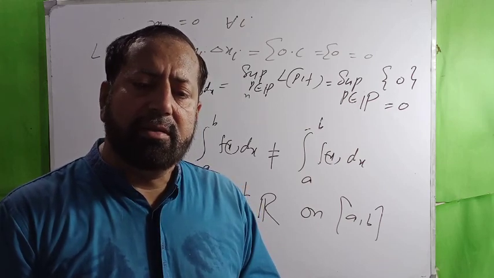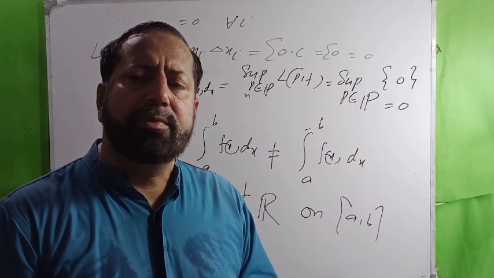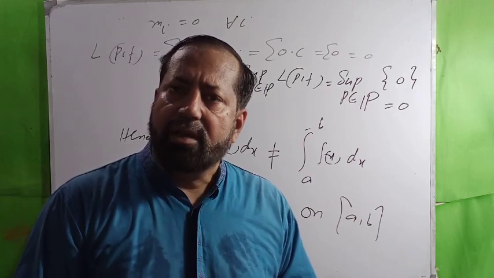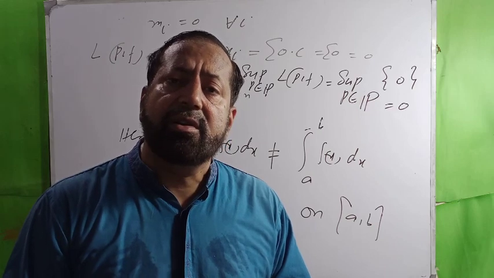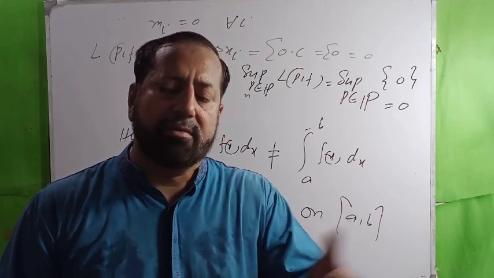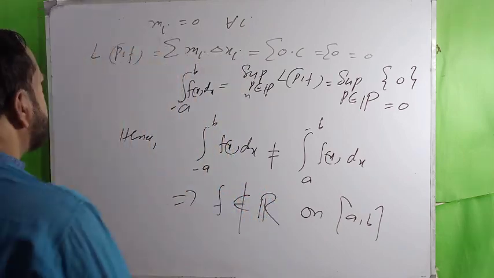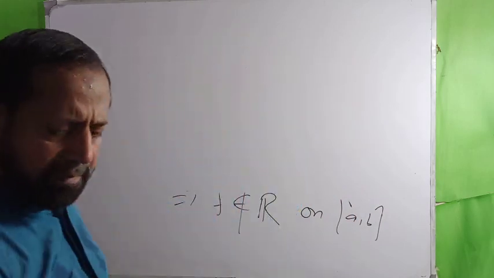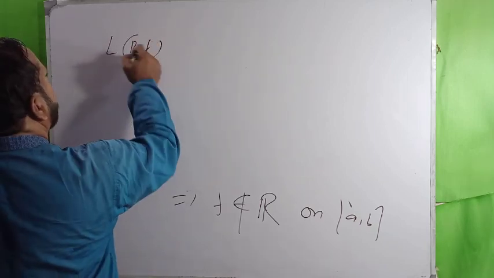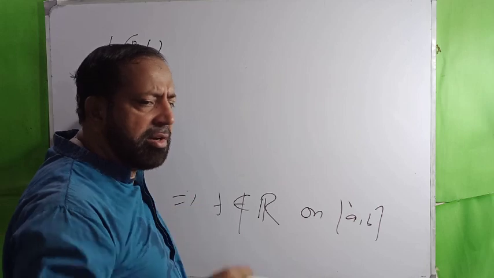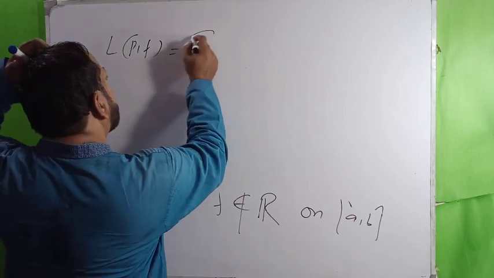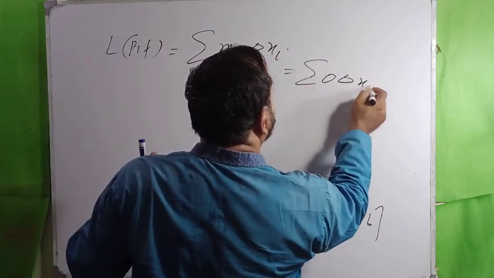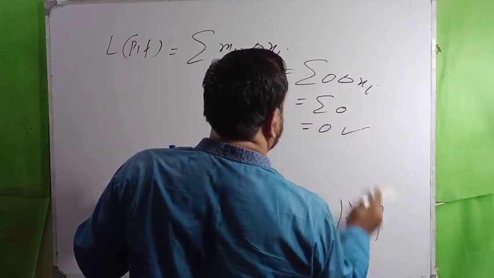However, we have seen that we have different upper sums and lower sums, so the function is not integrable, because by definition f belongs to R alpha if and only if its lower integral and upper integral are both equal, to whatever their common value is. In general, if you take the lower sum, you can write L(P,f) equals summation mi delta xi, and since mi is equal to 0, this is summation 0 delta xi, which is 0.